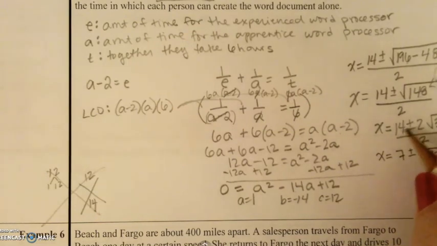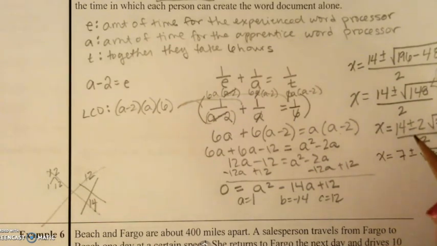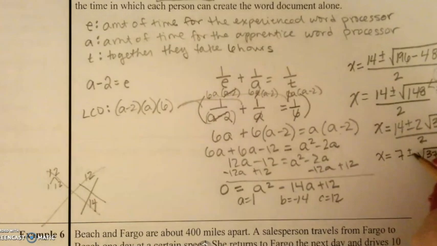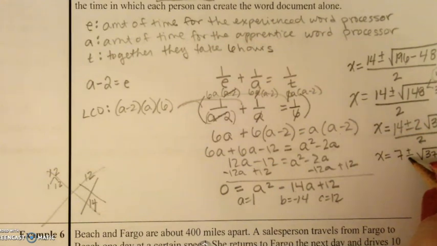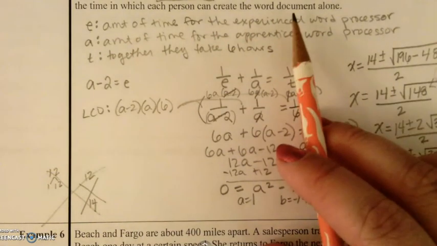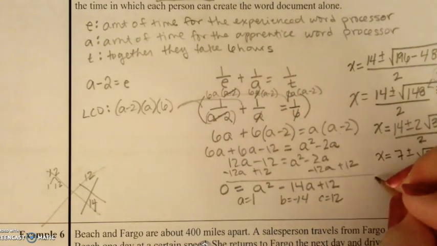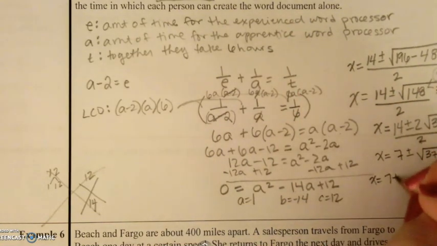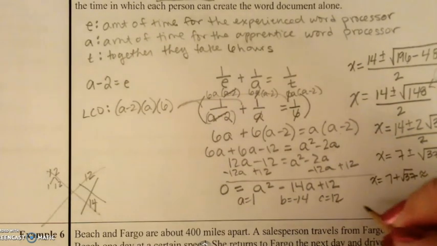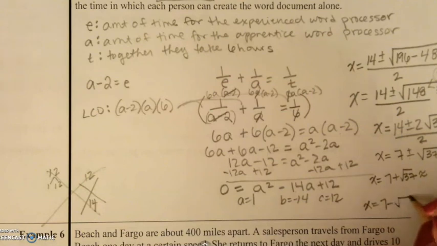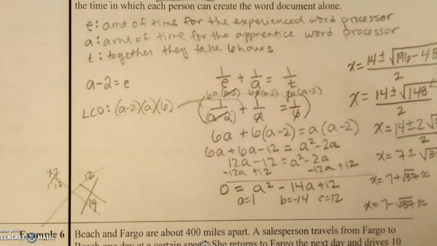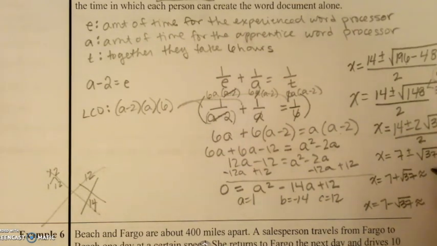So I'm dividing each term. Terms are separated by addition or subtraction. And so here I have two answers. Let's go ahead and estimate them because we want to know how much time it takes for the word processor. So x equals 7 plus the square root of 37. We're going to approximate that in the calculator. And x equals 7 minus the square root of 37. Again, approximate that in the calculator. So our first one into the calculator is about 13.1, and our second one is 0.9.